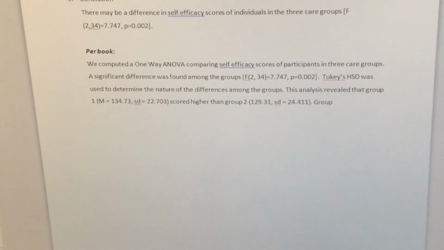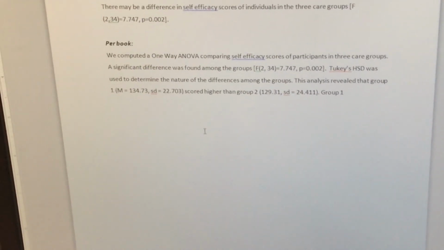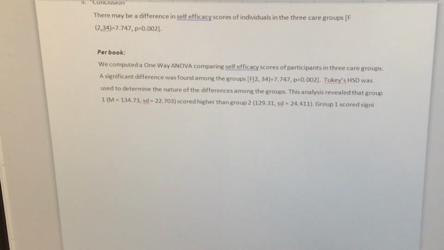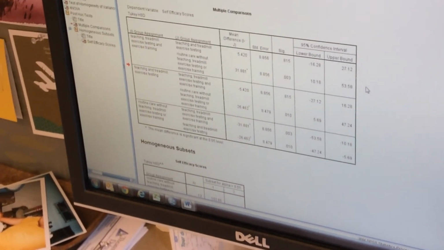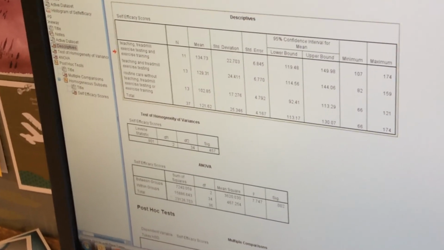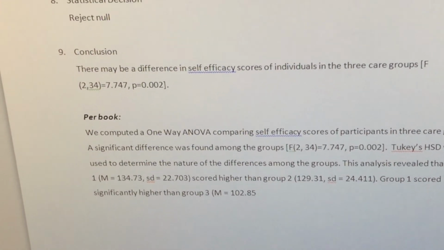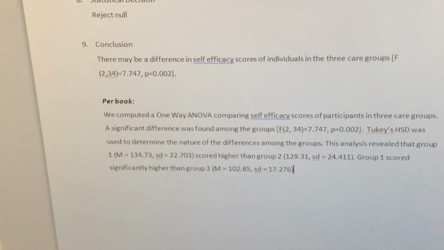So group 1, you've already stated the mean and standard deviation, so you don't have to state that again, scored significantly higher than group 3. We have not put group 3's mean and standard deviation, so we've got to go back over here and get it. It's right here. Group 3 mean is 102.85, and the standard deviation is 17.276. Okay, now that was significantly higher.